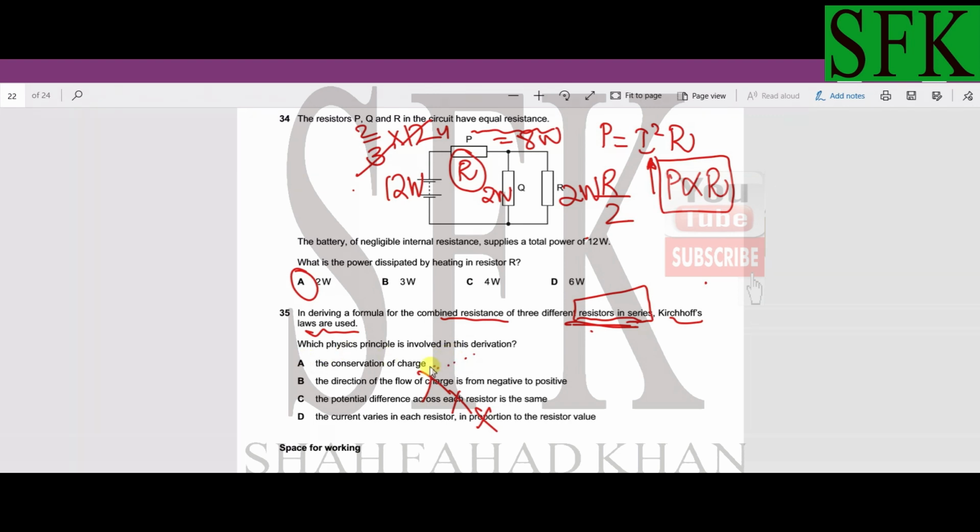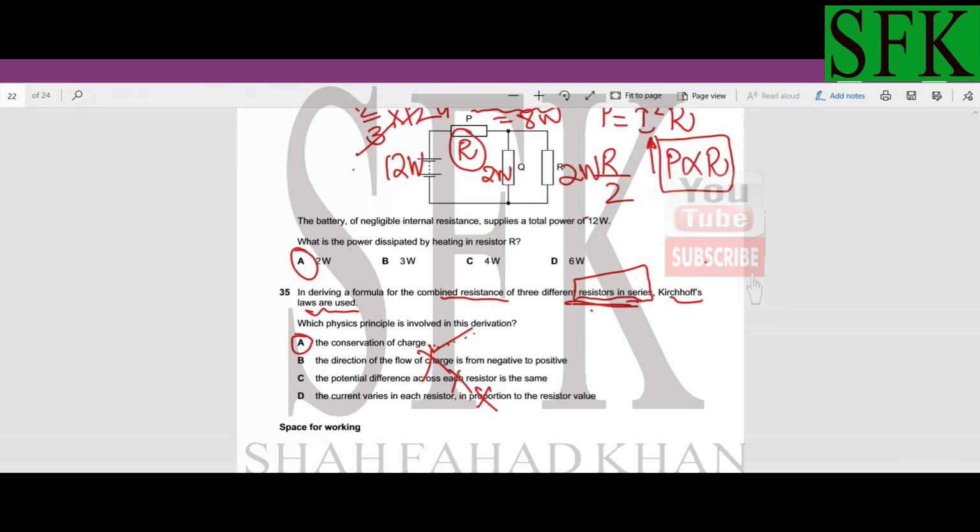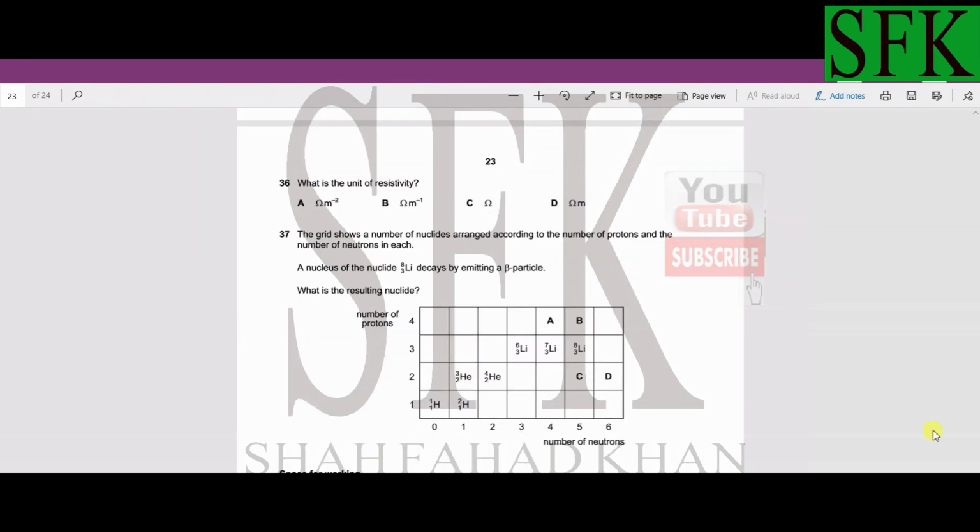A is the correct answer, and yes, the law of conservation of charge is used over there. Kirchhoff's first law is used in that derivation, and right, let's move on forward. What about MCQ number 36? What is the unit of resistivity?